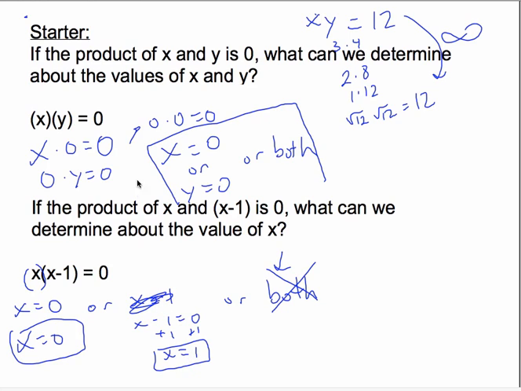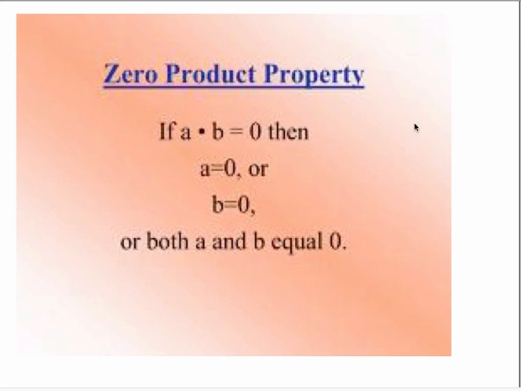So the zero product property is a very powerful property because it allows us to solve equations like this, and it really works because we have a product equal to 0, which is a special case, right? It wouldn't work if we had x times y equals 12 or something, or x times x minus 1 equals 12. Okay, so here's the zero product property. In general, if a number times another number equals 0, then one of those two numbers has to be 0, or both are equal to 0.